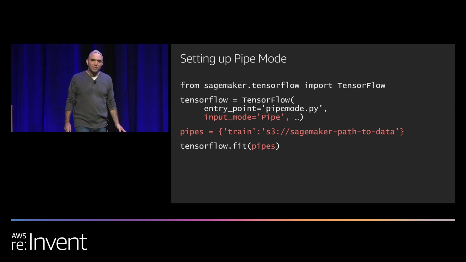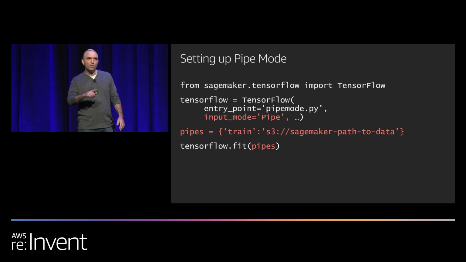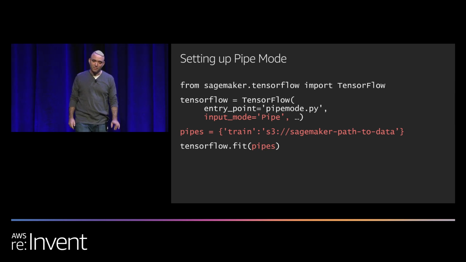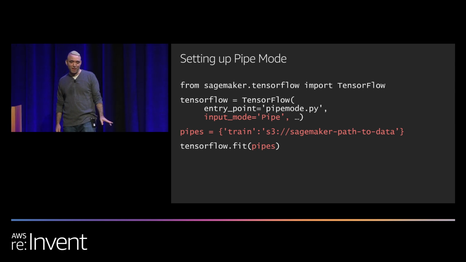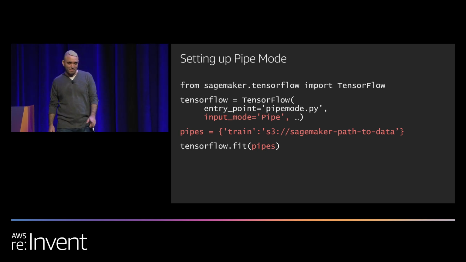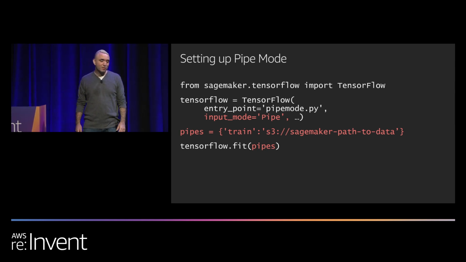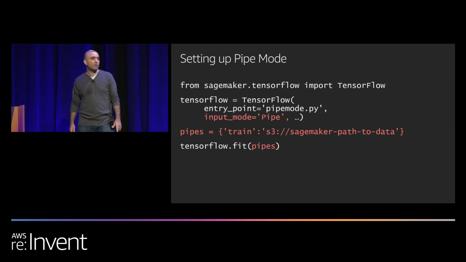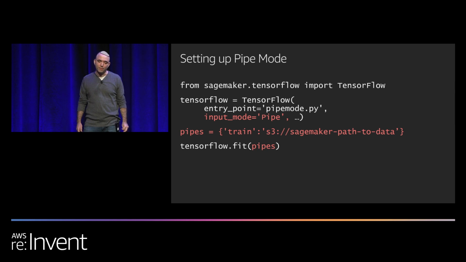No 400 series session would be complete without a few lines of code. So I will try and make this as painless as possible, but it really is simple. Configuring your SageMaker job to run in pipe mode requires only a few lines of code to both your deployment script and your training script.